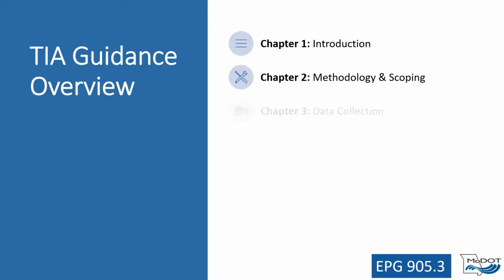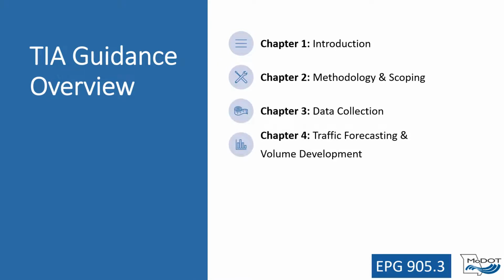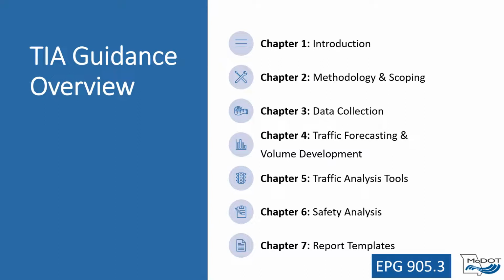To assist you in your transportation impact analysis, MoDOT has created a TIA guidance manual that can be found in EPG 905.3. The TIA guidance included in EPG 905.3 consists of 7 chapters. They are Introduction, Methodology and Scoping, Data Collection, Traffic Forecasting and Volume Development, Traffic Analysis Tools, Safety Analysis, and Report Templates. We've already covered the introduction, which provides the background and purpose of the TIA guidance. So, let's review chapters 2 through 7.